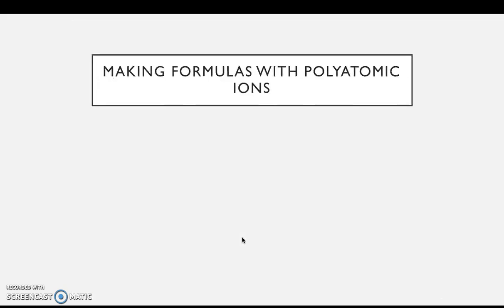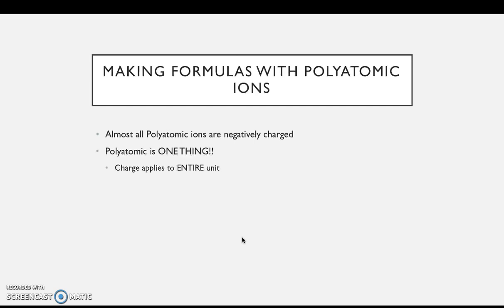When we're making formulas with polyatomic ions, we need to know that, first of all, most of the polyatomic ions are negatively charged. As we saw in that chart before, there's only one of them that's positively charged. We have to think of the polyatomic as one thing, which means that charge, whether it's -1, -2, -3, -4, +1, applies to the entire unit. It's kind of like substitution in math. If we have a whole long equation, we can substitute that equation for one letter. We're thinking about this whole polyatomic thing as one thing we could substitute out for a separate letter.